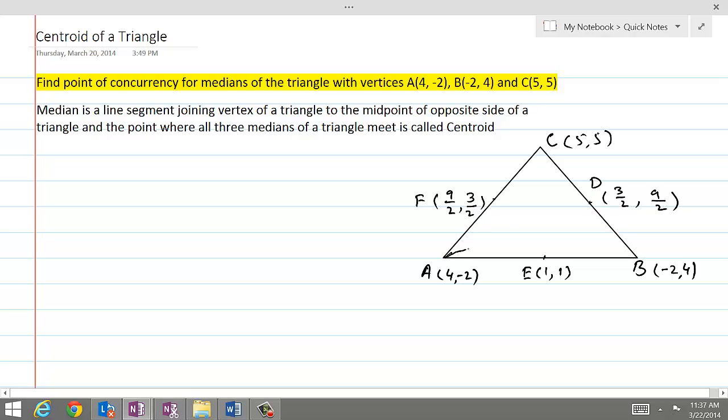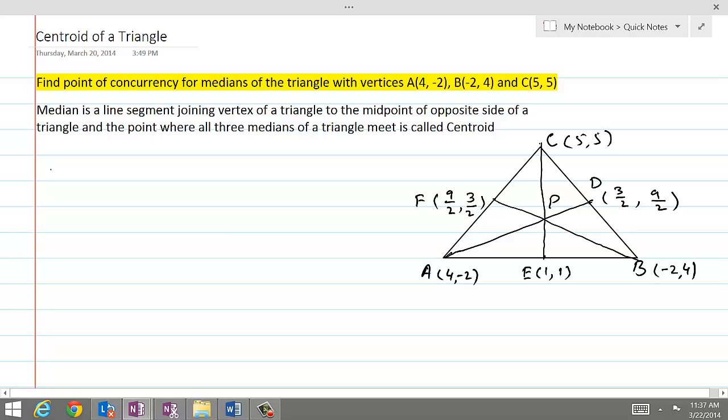The median AD is this, and median BF is going to be this. And if we draw the third median from C, that would be this. And we are going to prove that all these 3 medians intersect in point P, which has coordinates x, y.